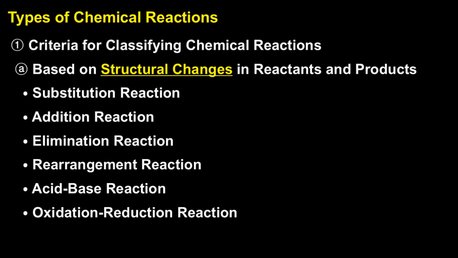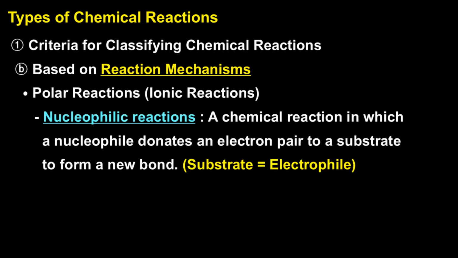There are lots of ways to classify chemical reactions, but one of the most helpful is to divide them into two big categories: reactions based on structural changes, and reactions based on mechanisms. Let's start with structural changes. This type of classification is all about how molecules transform during a reaction. The major types include substitution, addition, elimination, rearrangement, acid-base, and oxidation-reduction reactions.